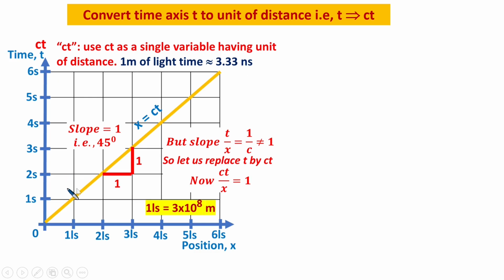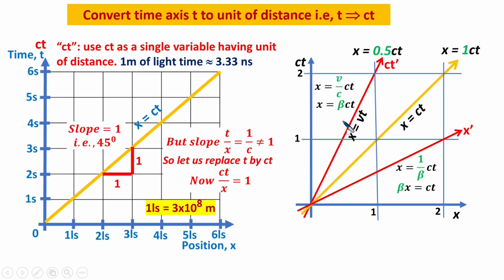Earlier we saw that your slope was t by x, that is 1 by c. So this is not equal to 1. If I multiply by c, I will get the slope 1. That is, if I multiply time with c, now this t by x is 1 by c, so this slope is 1. Here I have shown that the slope is 1. So x is equal to ct. This is the world line having slope equal to 1 and is 45 degrees from the x-axis. And here the y-axis is nothing but c times t.